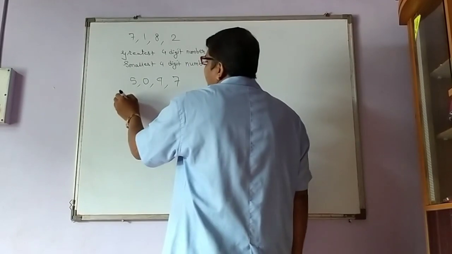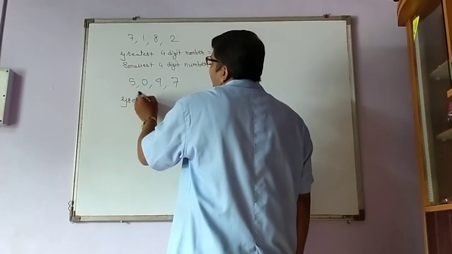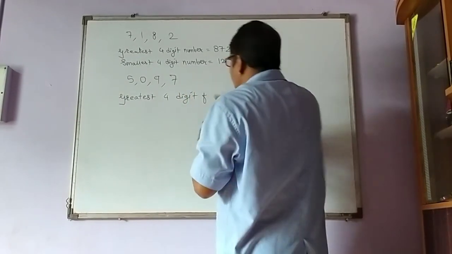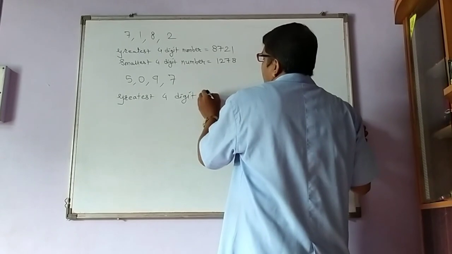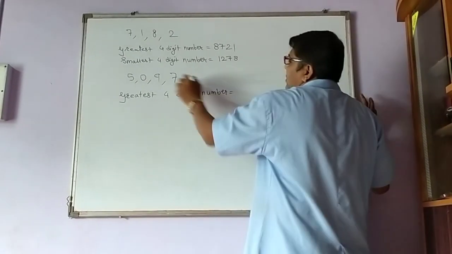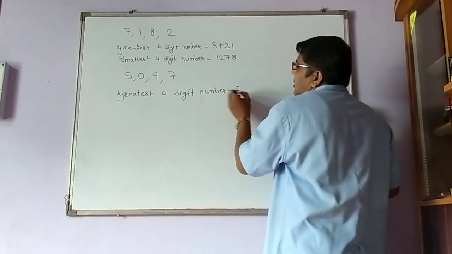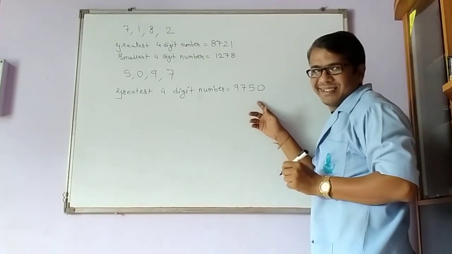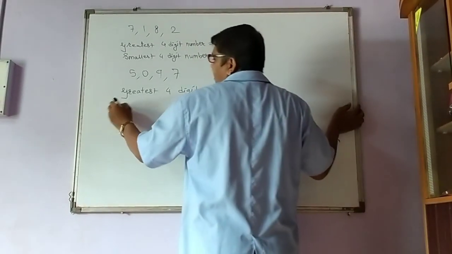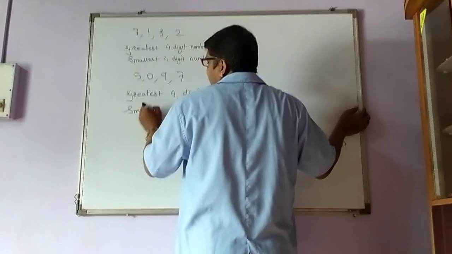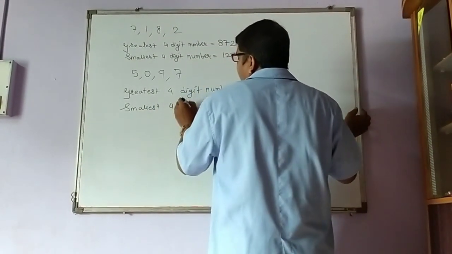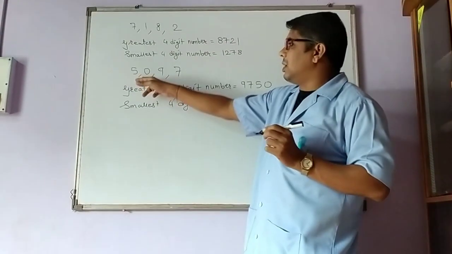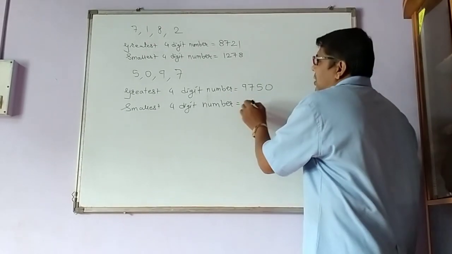Okay, now the greatest is as usual. If I am going to form the greatest 4-digit number, what will it be? First the greatest digit, descending order, 9, 7, 5, 0. There is no problem here. Okay, but suppose I am forming the smallest 4-digit number, what I have to do, I know there is 0, but 0 will not come in the first place. Suppose I write it like this, see what happens.